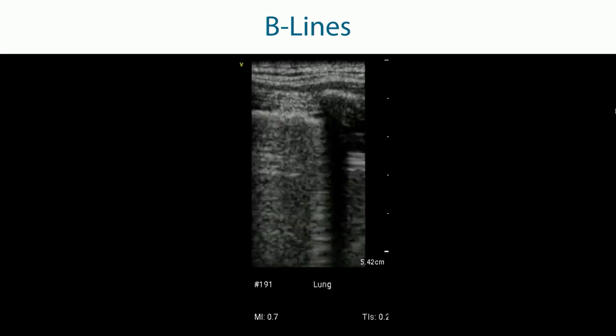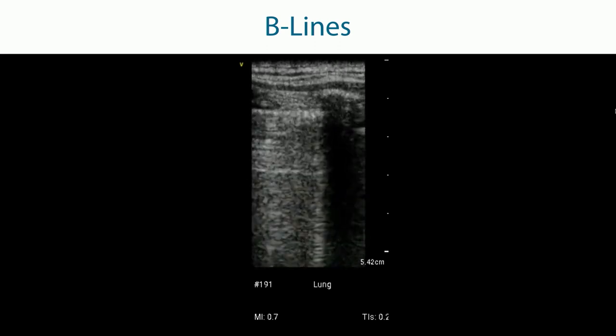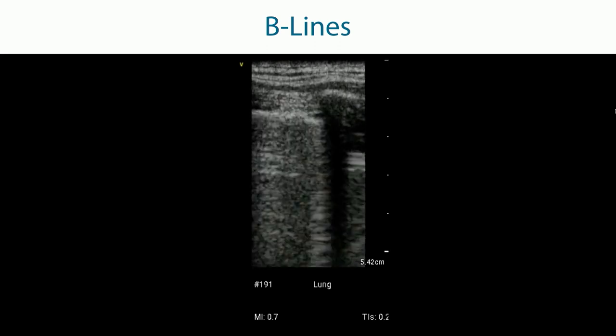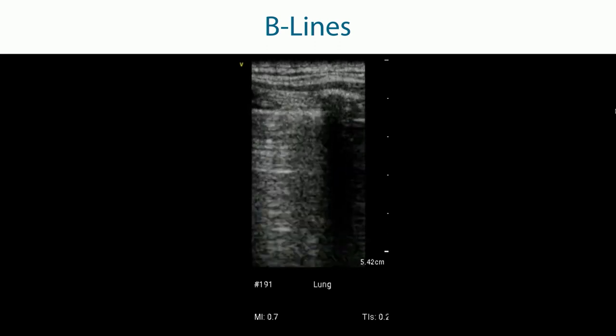B lines can show an interstitial syndrome. If you have many B lines in one intercostal space, there could be a problem, for example, fluid overload. And B lines are very important because they indicate that someone might have pulmonary edema or pulmonary congestion, which leads us to the heart.